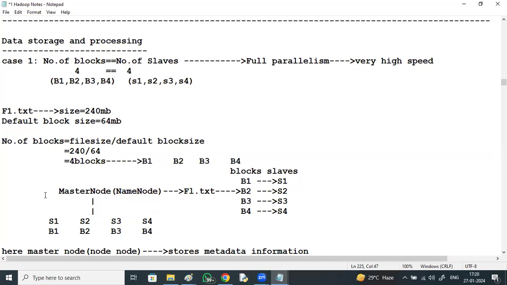Observe here, this is the master node. In that we have the name node. And here are the slave nodes, 4 slaves. B1 is stored in S1, B2 in S2, B3 in S3, B4 in S4. The master node, the name node, stores metadata information, but the slaves store the actual data.